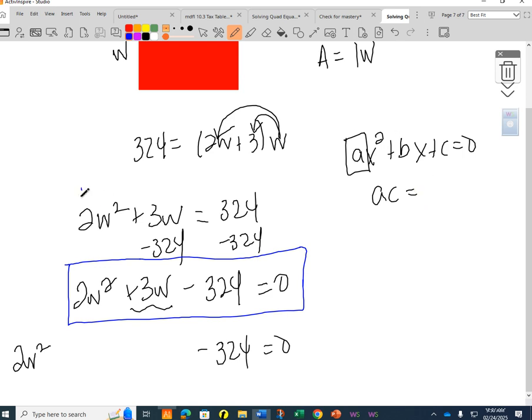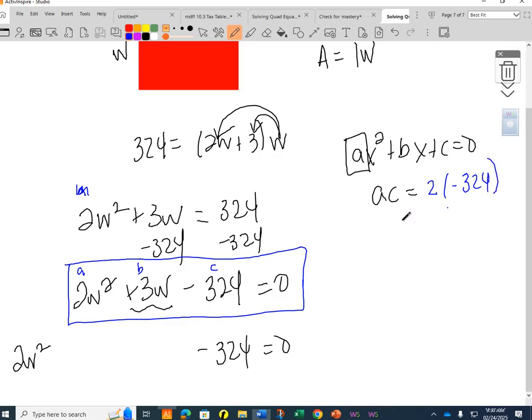2. And what's our b? Our b is 3. And this is our c, negative 324, right? So a is 2. We don't need our b for these problems.